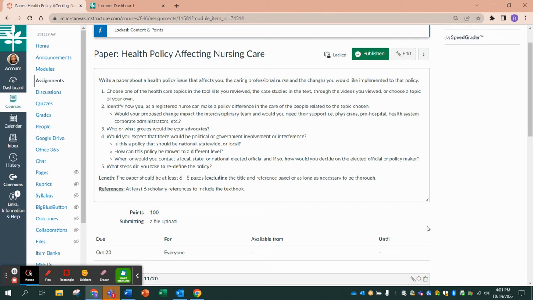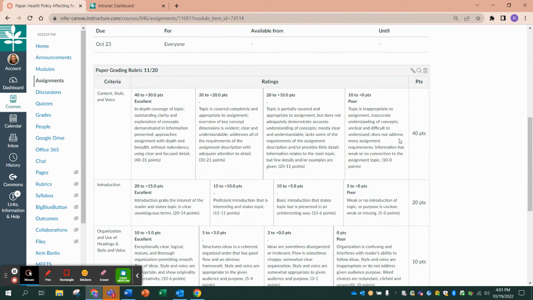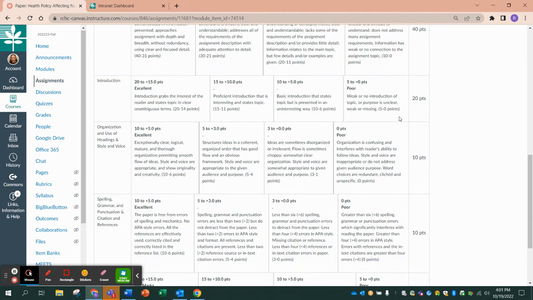And let's take a real quick look at the rubric, just so that you have it. 40 points is on your content. Make sure it's very clear. 20 points is for your introduction. Tell me what your paper is going to be about. Tell me what your topic is. Tell me why you chose it.